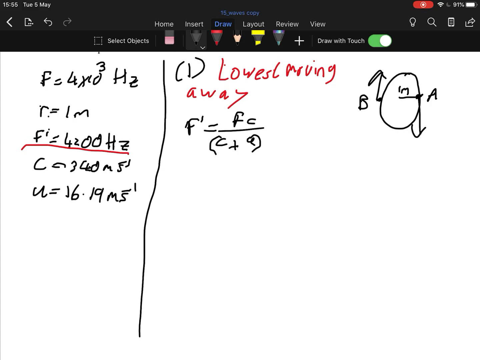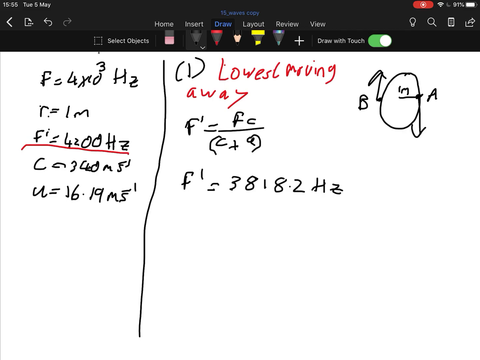Okay. F dash equals FC, C plus U. Do the other way around. So now we have all our information. We just sub all that in for F dash, and we should end up getting 3818.2 hertz. There you go.